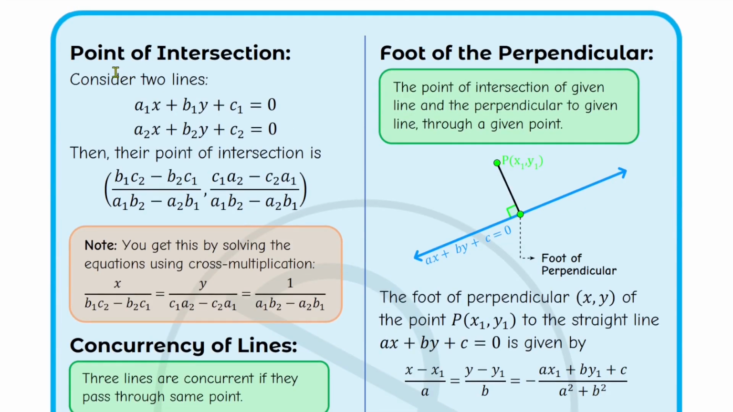And then we have the point of intersection of two lines. So let's say a1x + b1y + c1 = 0 and a2x + b2y + c2 = 0 are two lines. Their point of intersection is given by (b1c2 - b2c1) by (a1b2 - a2b1) and (c1a2 - c2a1) by (a1b2 - a2b1). Or you can get this by solving these equations using cross multiplication method. So you get x by (b1c2 - b2c1) = y by (c1a2 - a1c2) = 1 by (a1b2 - a2b1).